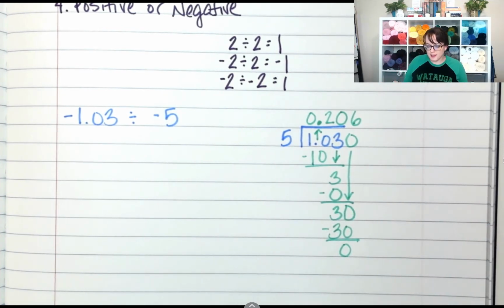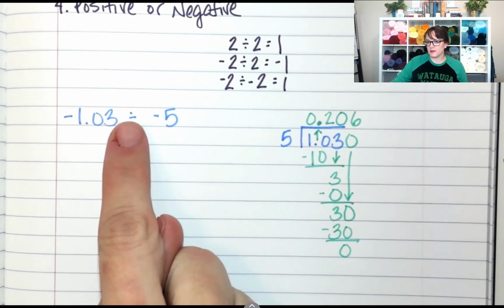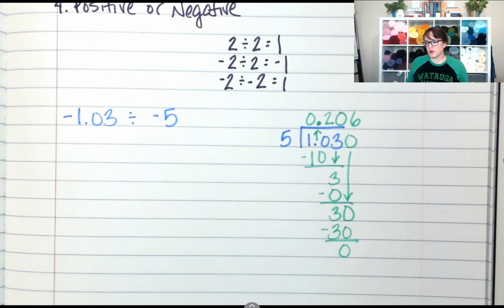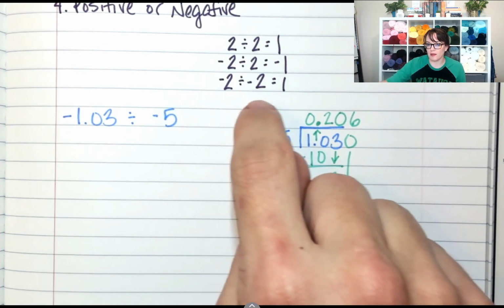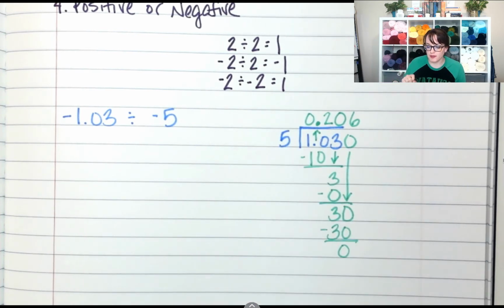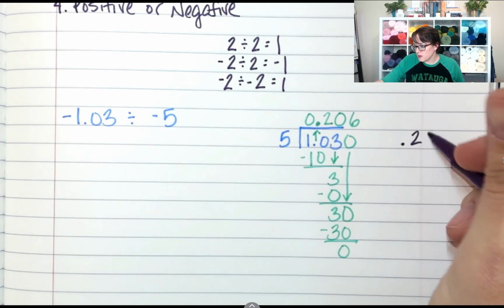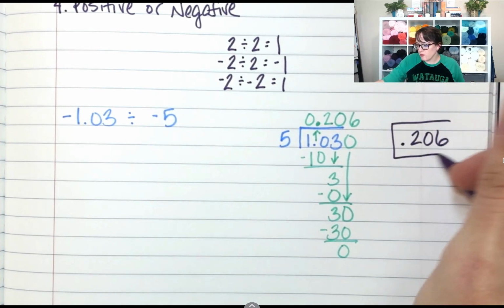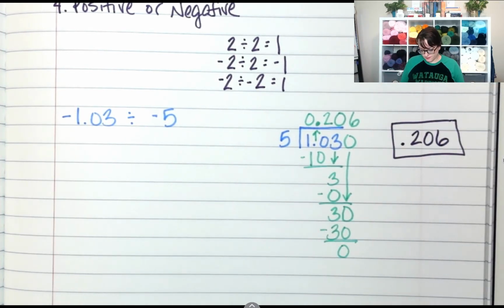What's the last step I need to do? Is this positive or negative? So I've got negative divided by negative. So is this a positive 0.206 or negative 0.206? It's a positive because a negative divided by a negative is a positive. So this is a positive 0.206. And if it's positive, we don't have to write the sign. It's assumed. All right, last example.